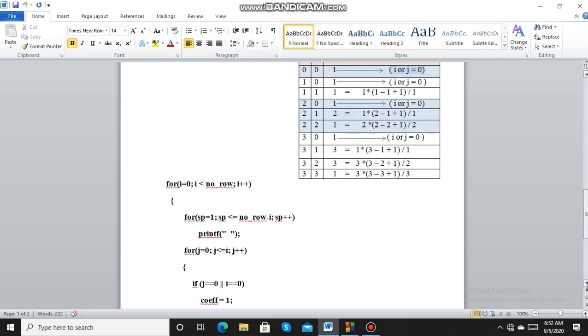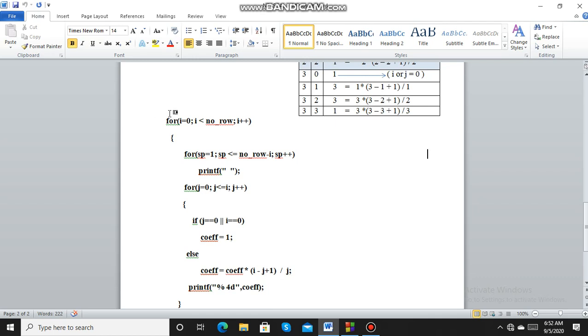Now this is the for loop. In the for loop, for i equal to 0, i less than number of rows, which is 5 in this case. So 0 to 5, less than 5 means 0 to 4, that means this for loop will be executed 5 times. Initially the value of i is 0.